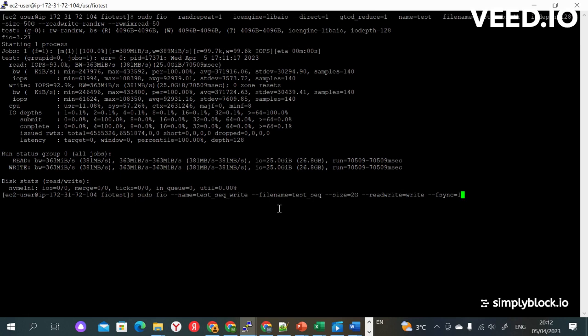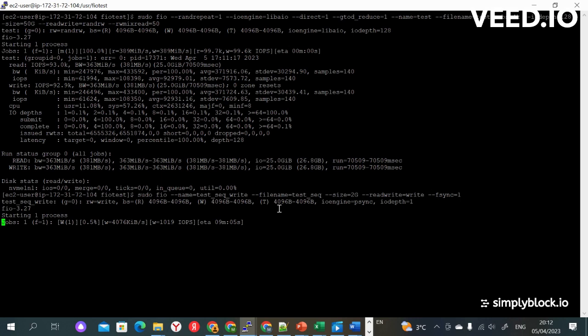Another test I would like to perform is on the access latency, storage access latency. I'm also using FIO for that, with a slightly different command. So let's start that one.